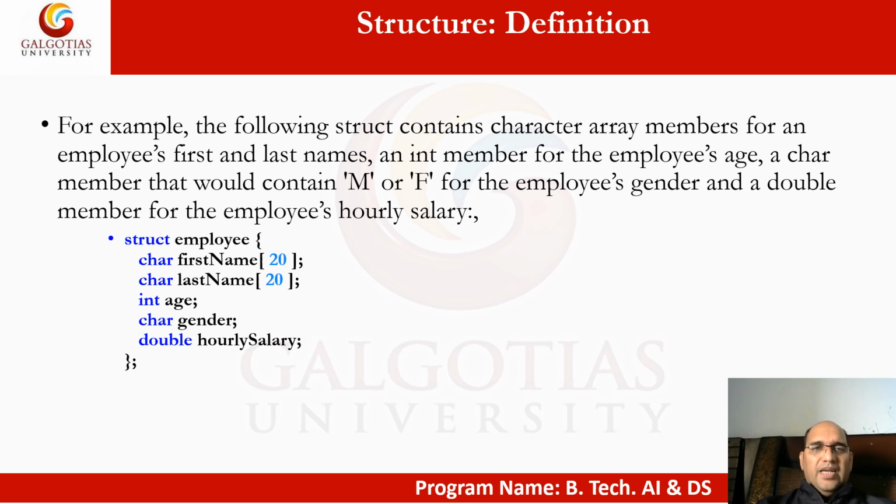So you have a struct employee, then these are the members. The first one is char first name, which has a limit of 20. So the first member is an array, the name of the array is first name. The second member is again an array, that is the last name, and that is also an array, and then int age, and char gender, which will be either male or female, and double hourly salary. And we have ended this particular structure using the semicolon.